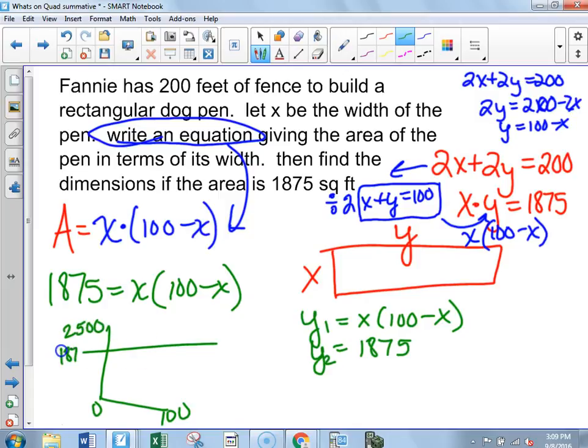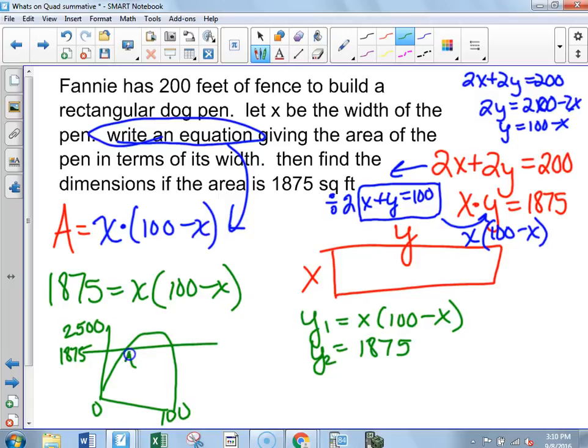This is at 1875. Would this be an appropriate one to use zoom fit? Because I know the x can only be from 0 to 100, right? So if I set my x as 0 to 100, then I hit zoom fit, it would give me the whole parabola. Zoom 0. But you have to set your x first, or it doesn't give you an appropriate window for your situation. I think you get a parabola that crosses twice that line, yes?